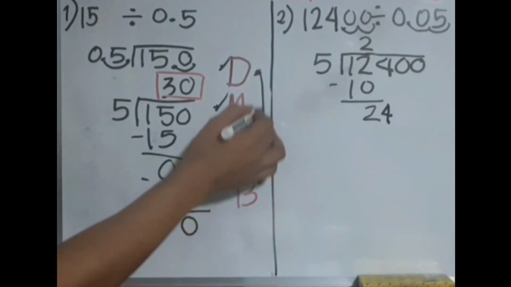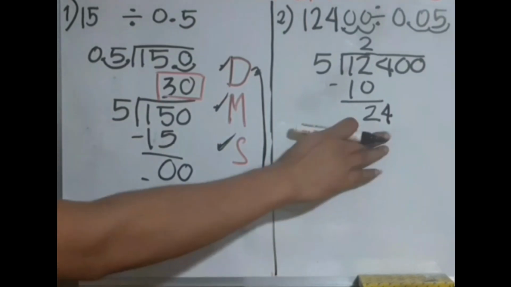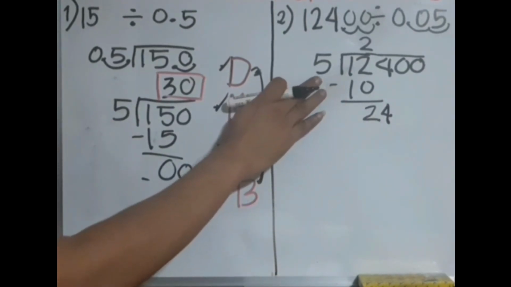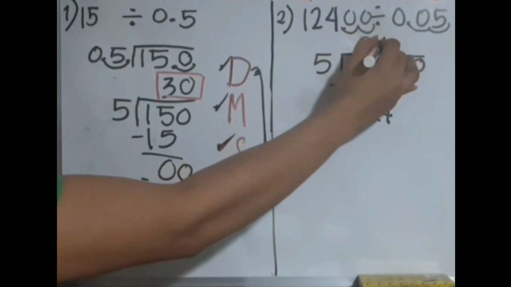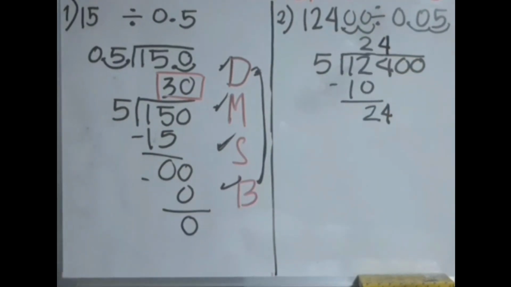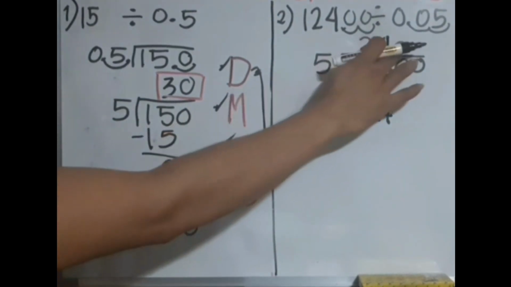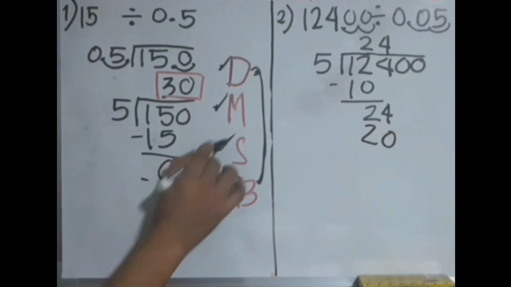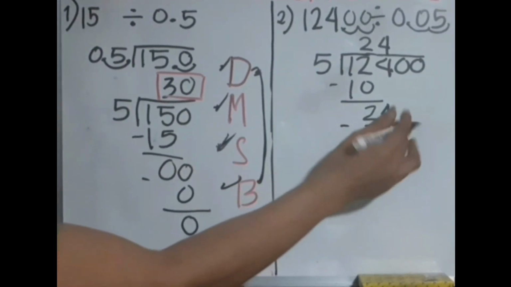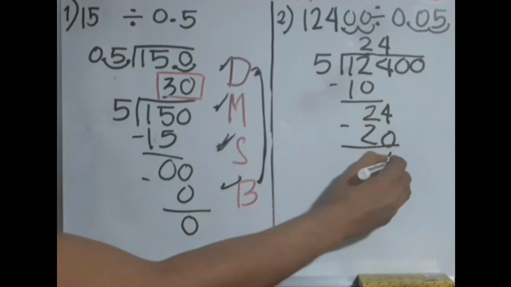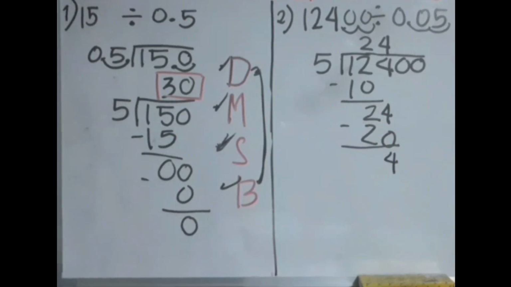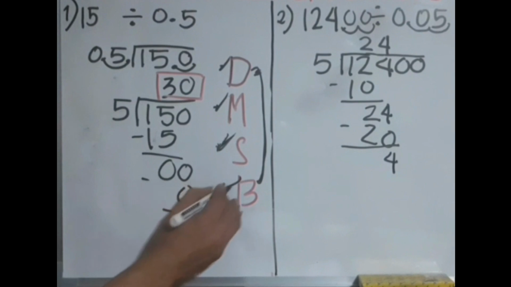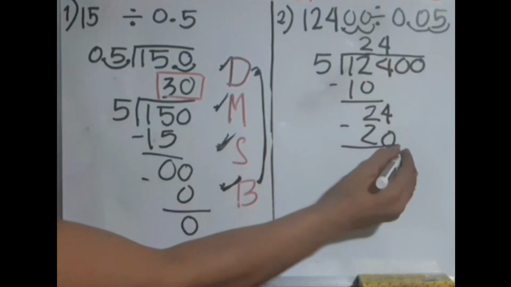Then, go back to the first step, which is divide. 24 divided by 5 will give you 4. Then, multiply. 4 times 5 is equals to 20. Then, subtract. 4 minus 0 is 4. 2 minus 2 is 0. Then, the next step is bring down. Bring down the digit 0.